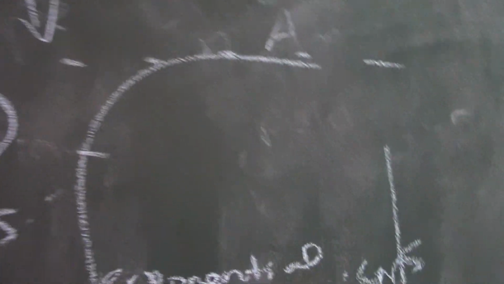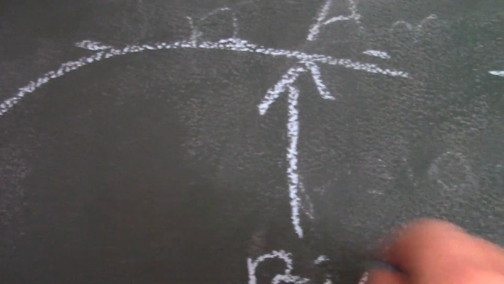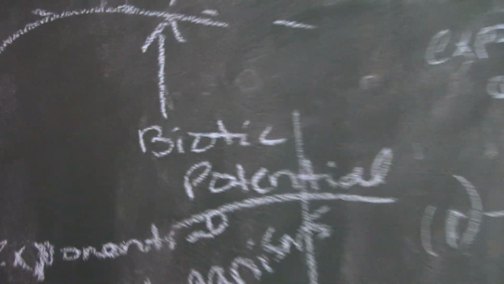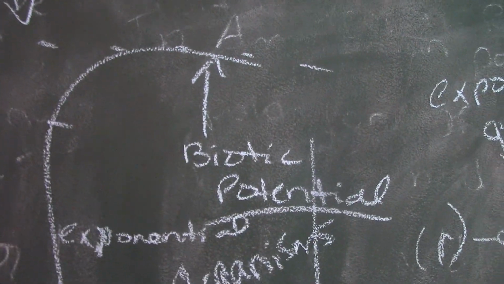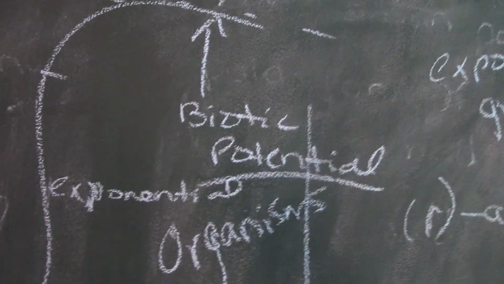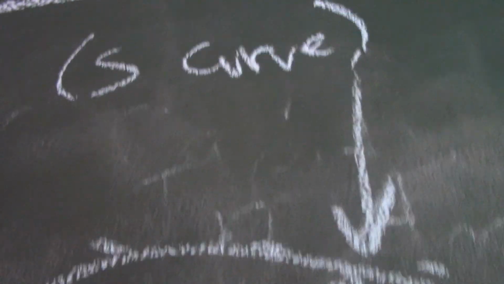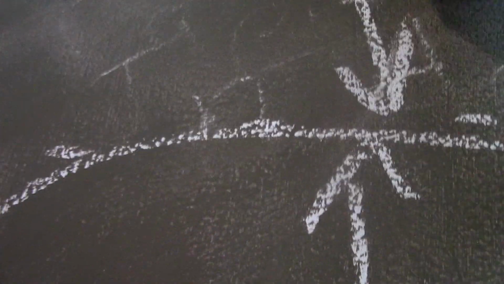So what happens here is that you have two things that make this equilibrium happen. You have the biotic potential of the organisms, and what the biotic potential is trying to do is push the population numbers up as high as possible. And then what you have pushing that down is the environmental resistance.